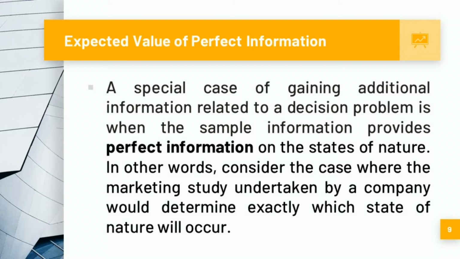The last one is the expected value of perfect information, or EVPI. A special case of gaining additional information related to a decision problem is when the sample information provides perfect information on the states of nature. In other words, consider the case where the market study undertaken by a company would determine exactly which state of nature will occur. And now, let's proceed on watching the video to learn about the EVSI and the EVPI.